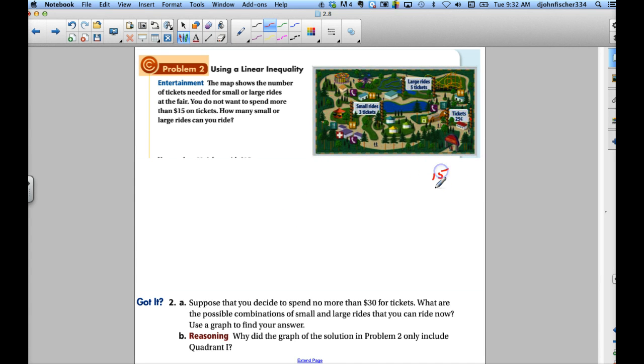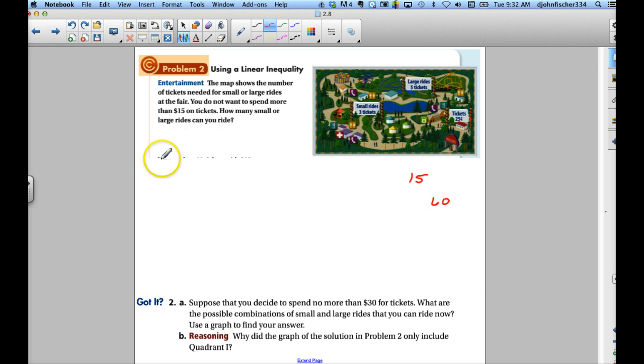So if we have $15, we can get 4 tickets for every dollar. We have $15, and each dollar we get 4 tickets. So we're going to get 60 tickets total. Large rides take 5 tickets.